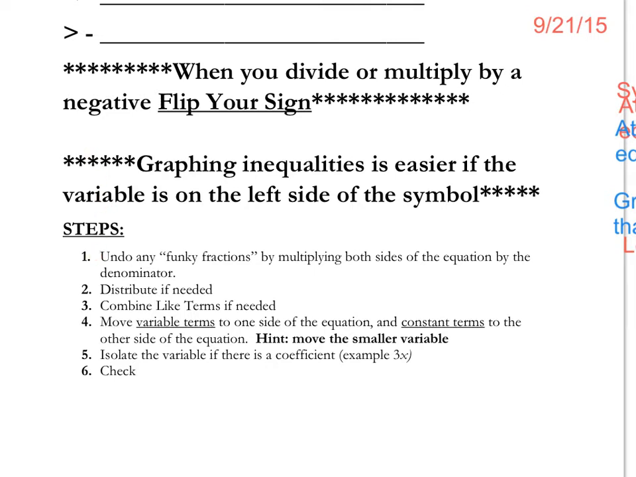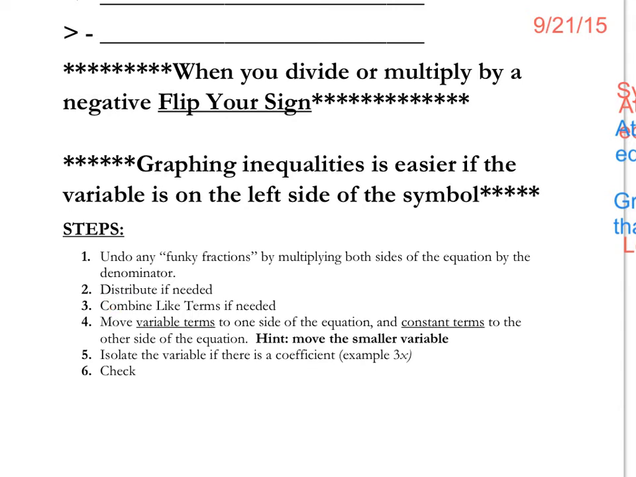If you have any fractions, you need to undo any fractions by multiplying both sides of the equation by your denominator. Step 2, you're going to distribute using your distributive property if needed. Step 3, combine any like terms if needed. Be very careful when you're combining your like terms. If it's a constant, combine the constants together. If it's got a variable, you combine the variables that are alike together. Do not combine your constants and your variables together.